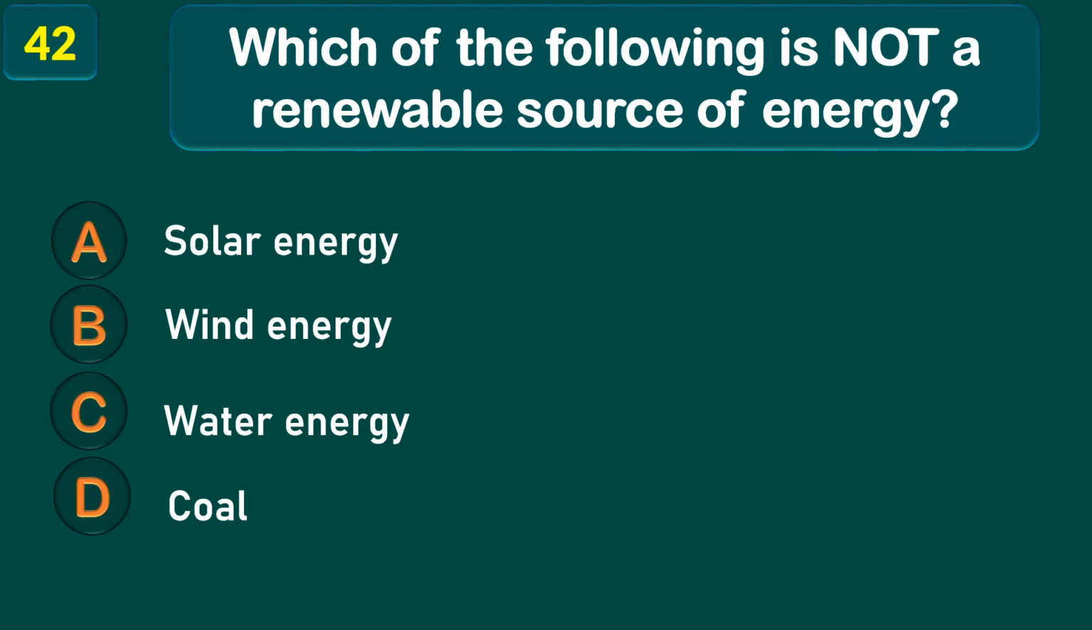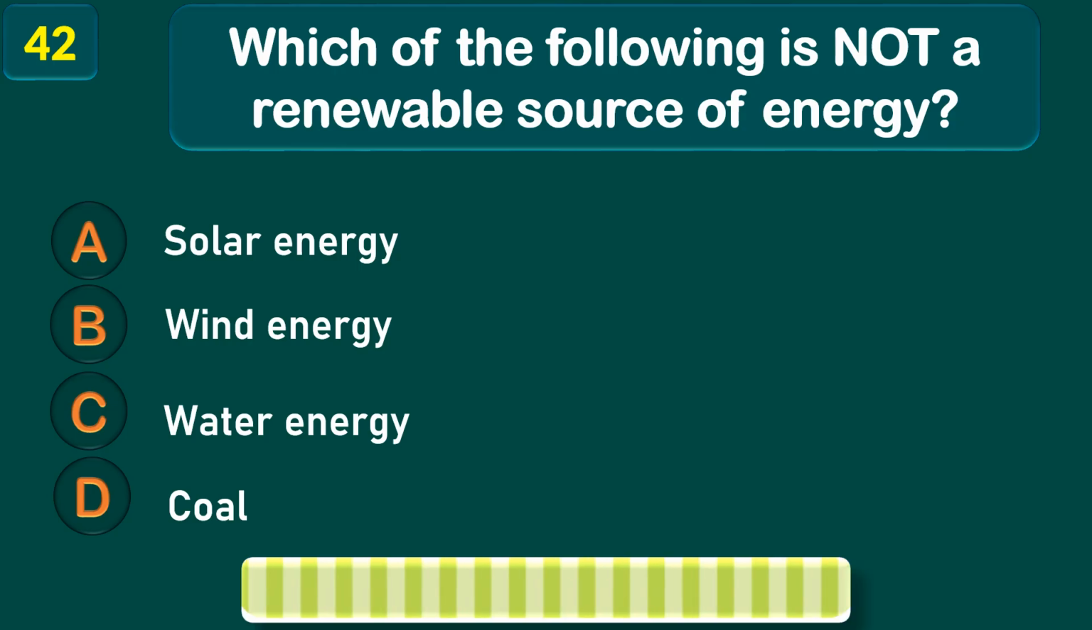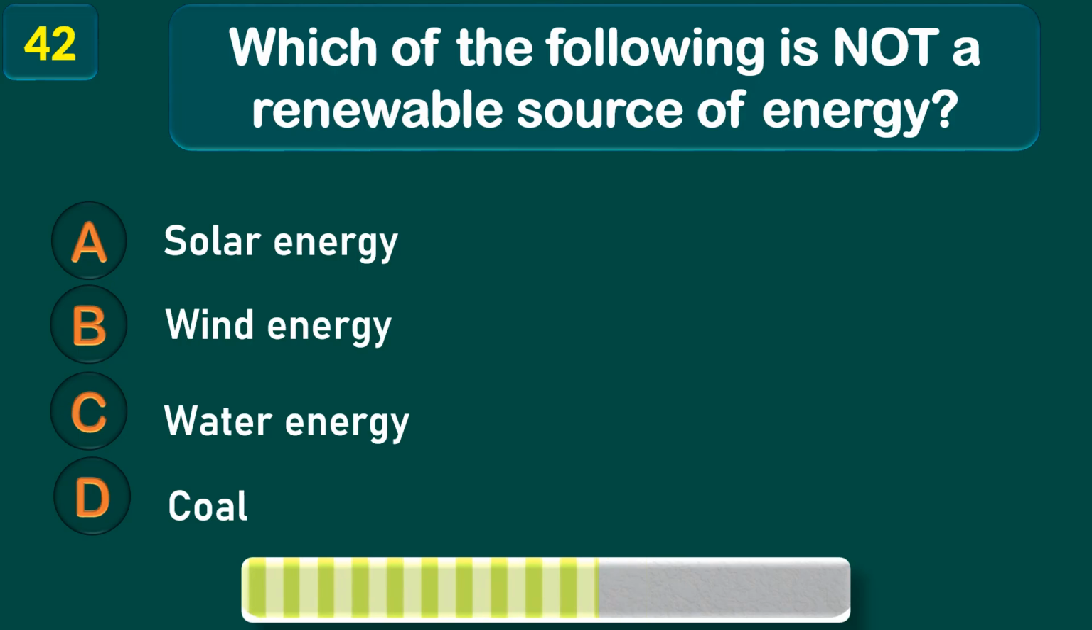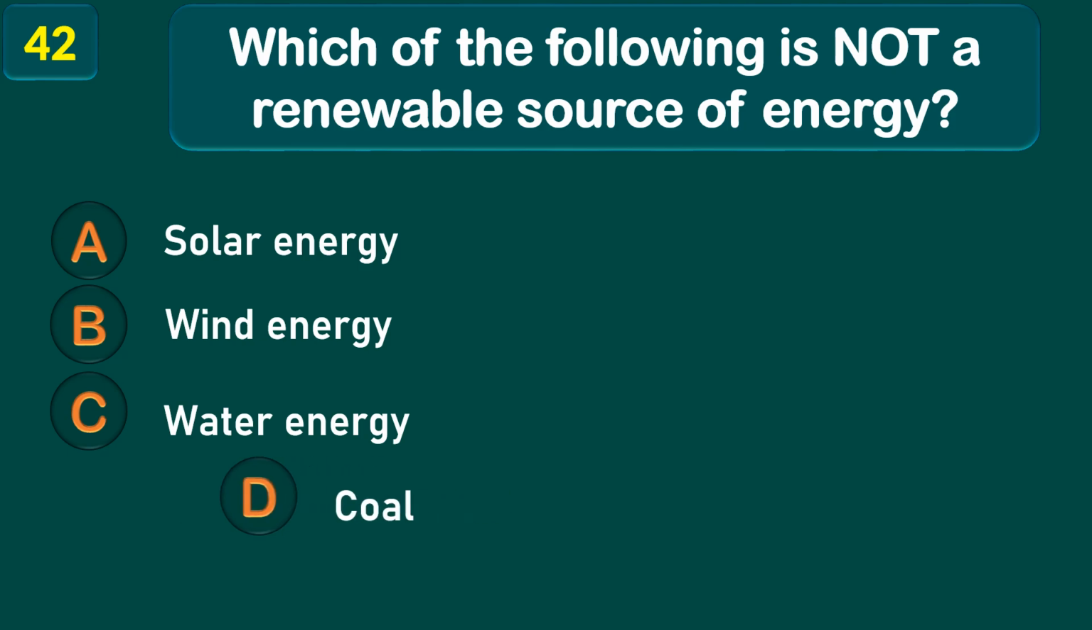Which of the following is not a renewable source of energy? A. Solar energy, B. Wind energy, C. Water energy, D. Coal. Answer: D. Coal.